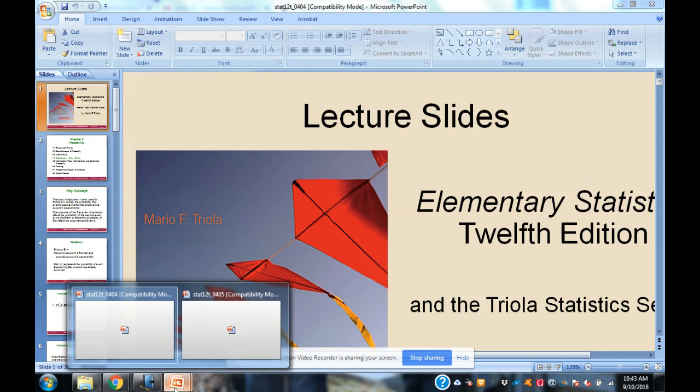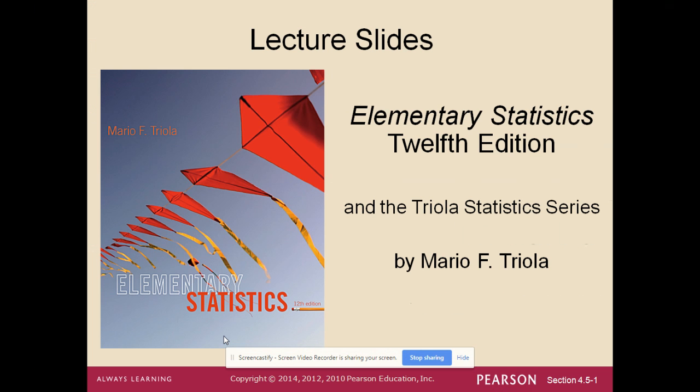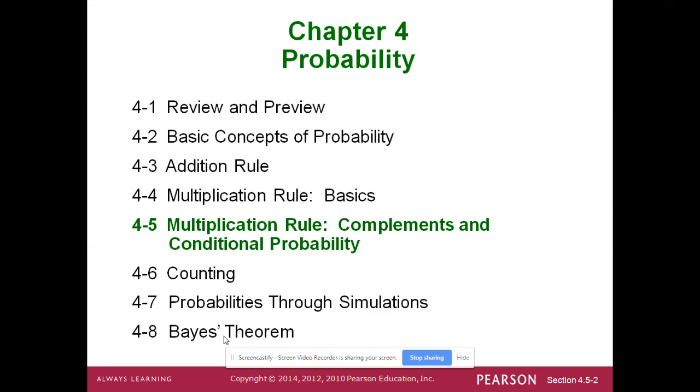That was section 4. That was the big one. That was the basics. Let's do something a little less basic here. All right. Multiplication rule involving complements and conditional probability. Okay, so this is one that gets a little bit more complicated.